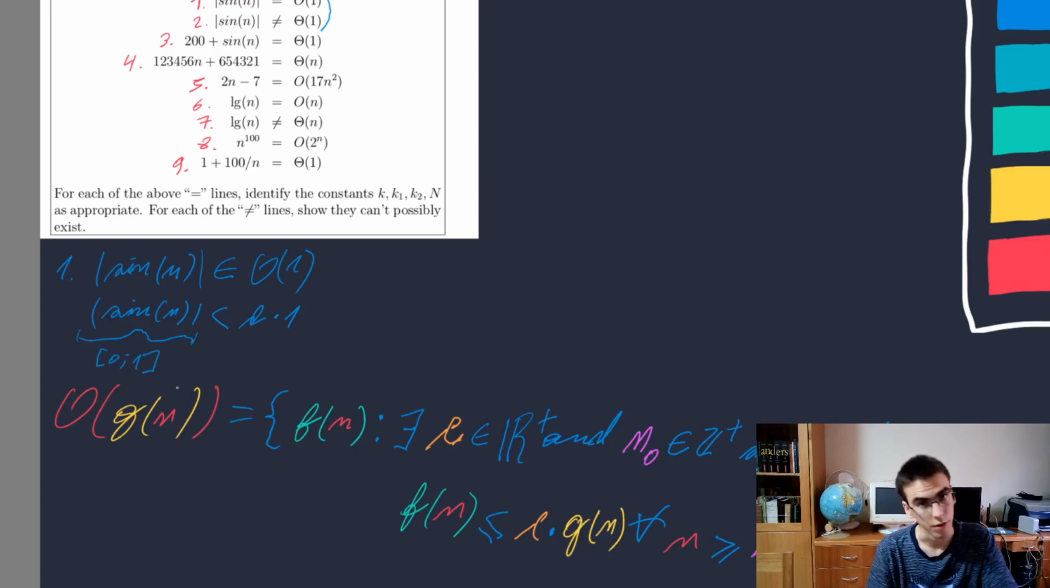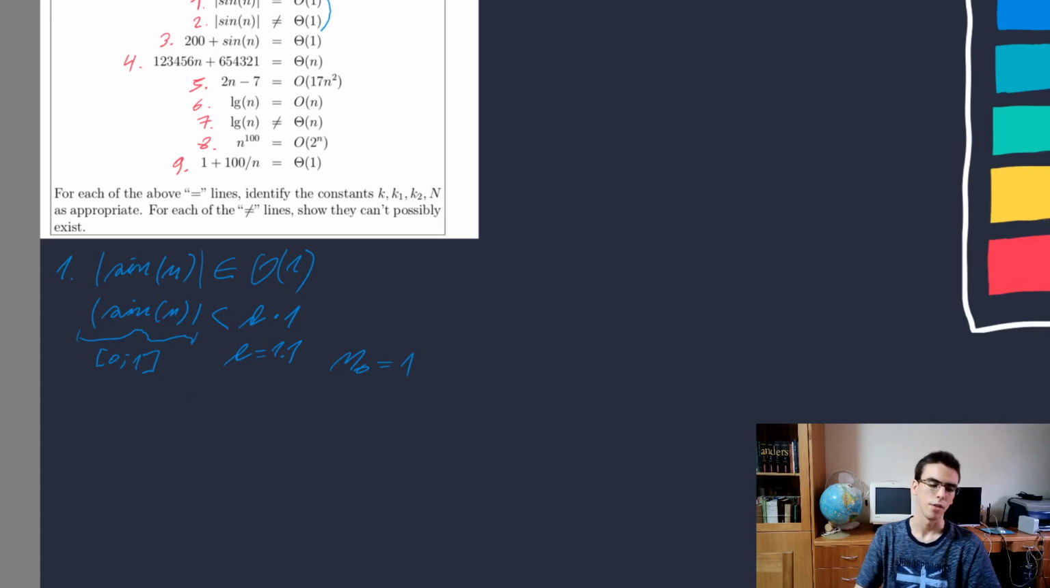Well, if it is a closed interval between 0 and 1, then we are saying that if we have c equals to 1.1, it already is greater than any value sine of n can take. So that's a c. And then we need to find n0. Well, we have just said that it will always be greater than any value sine can take, so n0 can be 1. And it's done. That easy. Let's see the next one.